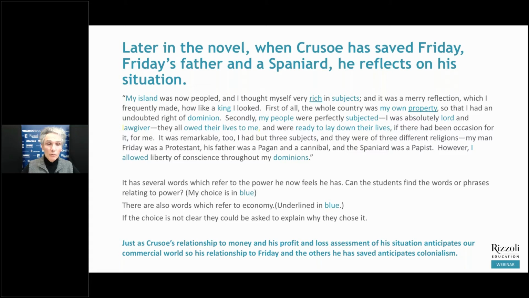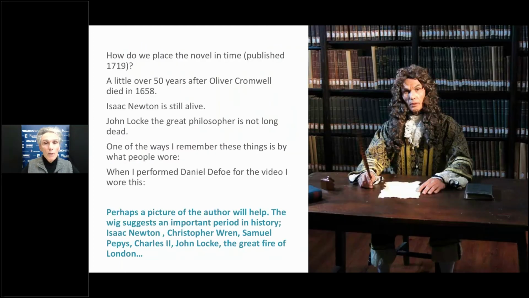Just as Crusoe's relationship to money and his profit and loss assessment of his situation anticipates our commercial world, so his relationship to Friday and the others he has saved anticipates colonialism. Now I'm thinking about placing the novel in time. How would I do that?